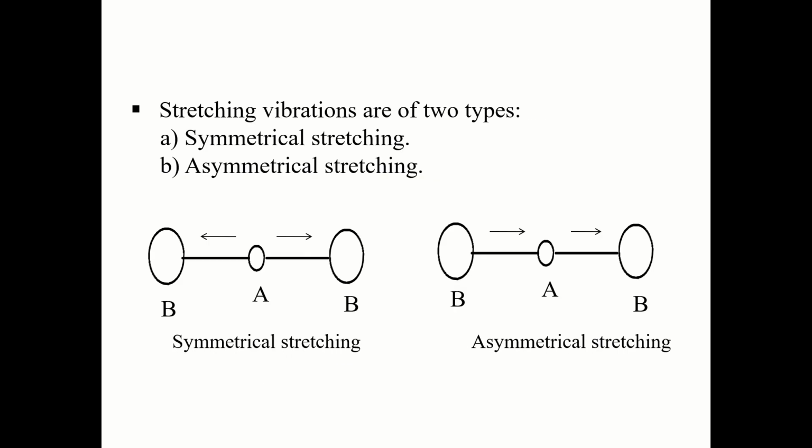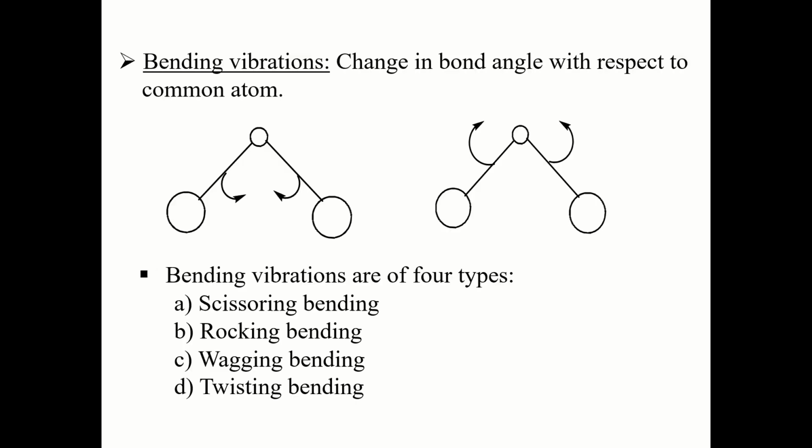Now stretching vibration is further divided into two types: first, symmetrical stretching, and second, asymmetrical stretching. In symmetrical stretching, it is an AB2 type of molecule. We can take examples of the water molecule H2O, CO2 molecule, SO2 molecule, etc. Here the two B atoms stretch in opposite directions to each other, that is symmetrical stretching. In asymmetrical stretching, the atoms stretch toward one side, and that generates asymmetrical stretching.